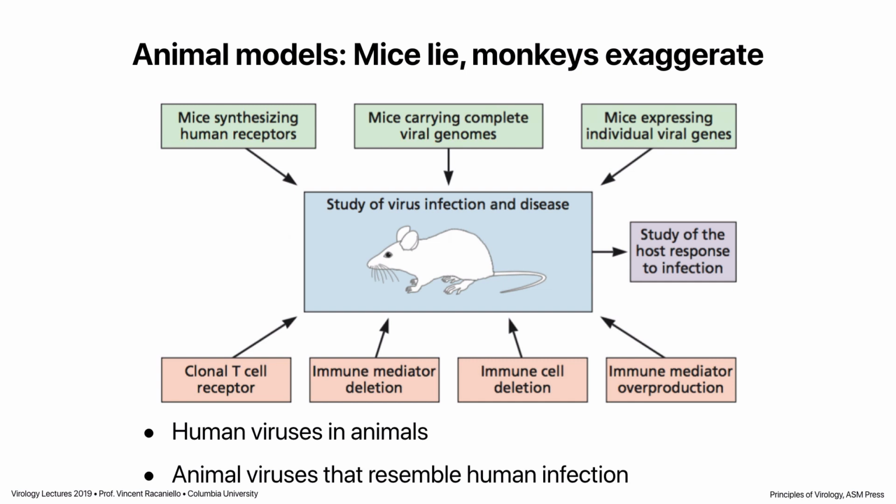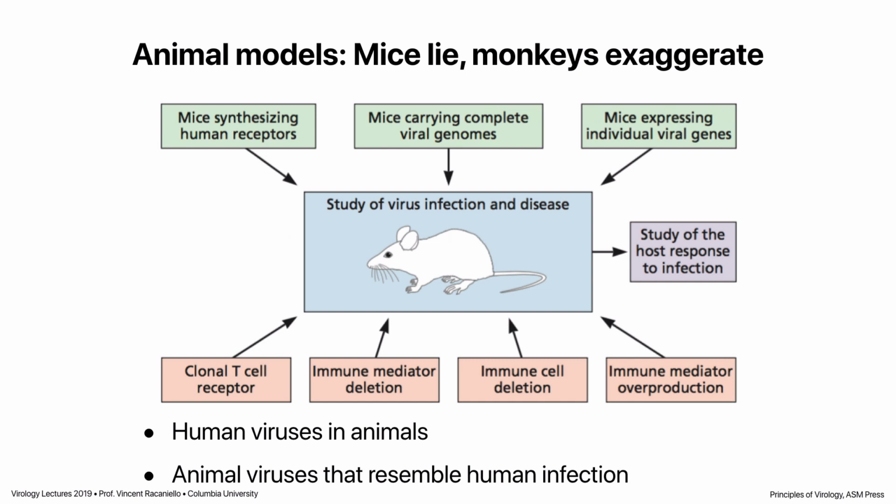Now this slide shows you some of the ways we can use mice to study virus infections. This is by far the most widely used animal model today. A few other animals are used, but mice are widely used because they're easy to breed. You can do genetics very readily. And we can infect them and study the disease. And we can infect them with modified viruses and study what happens. Very, very valuable.